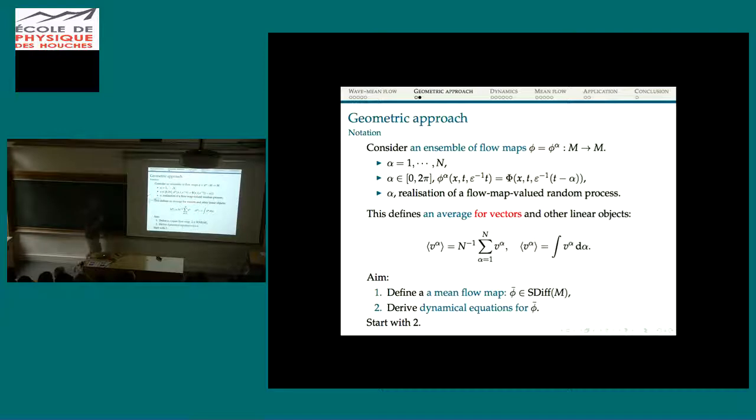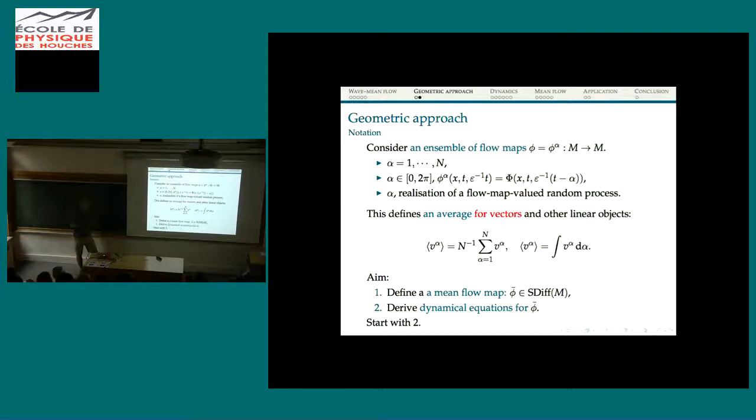You can also think of alpha as denoting a realization of a random set of flow maps. So someone can give you a probability for each flow map. You have a bag full of flow maps, and then you can draw flow maps from this bag. Okay, so once you have such an ensemble, there's a natural averaging for quantities which are linear objects, like vectors, right? It makes perfect sense to average vectors, because you can just sum them, or vector fields, sum them at fixed location. So that defines a mean, or if it's a continuous variable, you just do the integral. So now there are 2 things which we need to do. One is to define what we mean by the mean flow map.